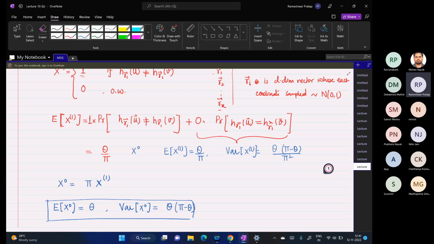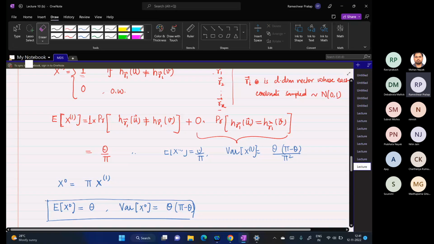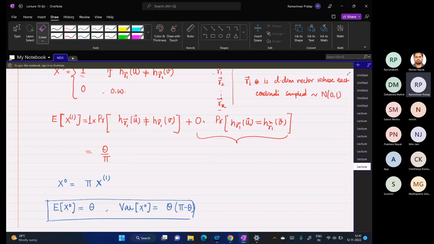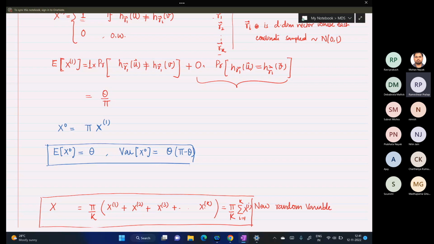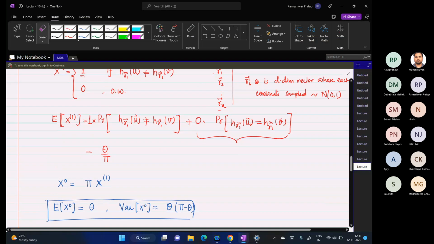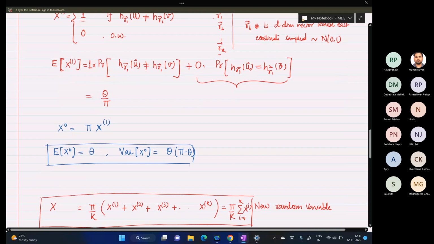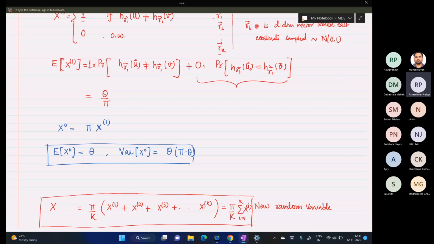Okay, so just ignore this thing. So the idea, why did we repeat it k times? Just to reduce the variance, right? So here our new random variable x0, its expected value is theta, but its variance is theta pi minus theta, right?